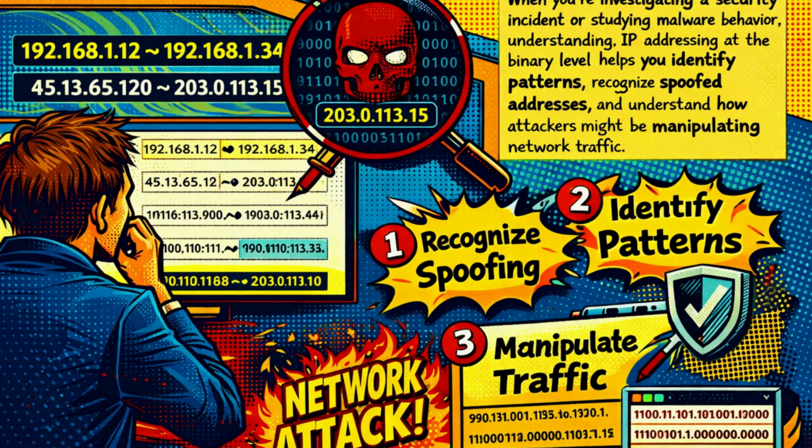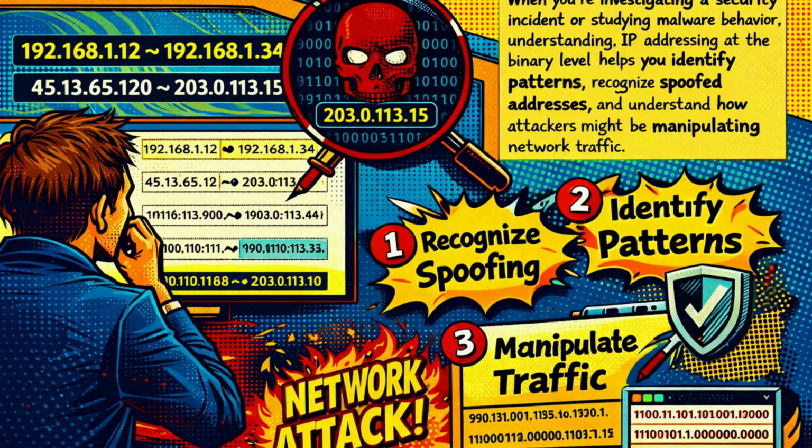So 255.255.255.0 in binary is 24 ones followed by 8 zeros. You see, all the ones are grouped together on the left, and all the zeros are grouped together on the right. And this is always true for valid subnet masks. The rule is that the ones in the subnet mask identify the network portion of the IP address. The zeros identify the host portion.